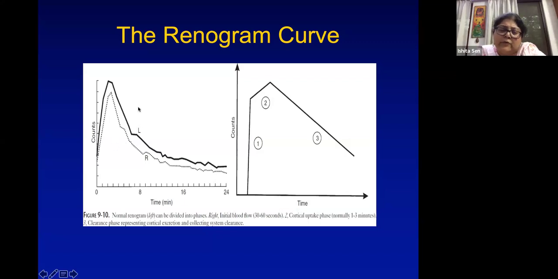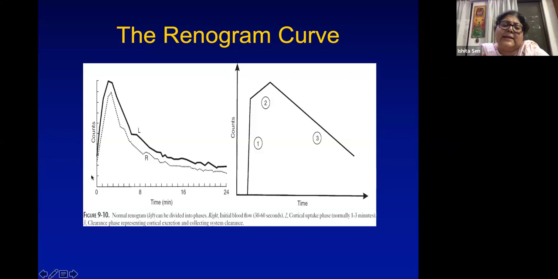If any of you have actually visited a nuclear medicine department and seen the nuclear medicine technologist or physician at work, you will see that the technologist will draw the outline of the kidney. And what the system does is it picks up the number of photons which the kidney is emitting within that region of interest. And based on that, it plots a renogram curve.